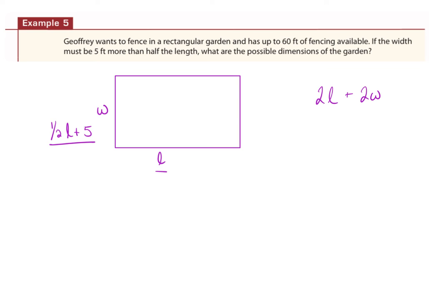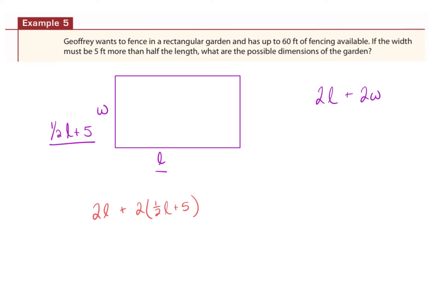So we're going to fill those in. My length is just L. So 2 times L plus 2 times my width. Well, what was my width? 1/2 L plus 5. That's my perimeter, right? 2L plus 2W.